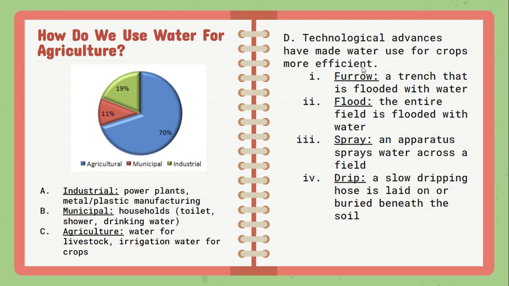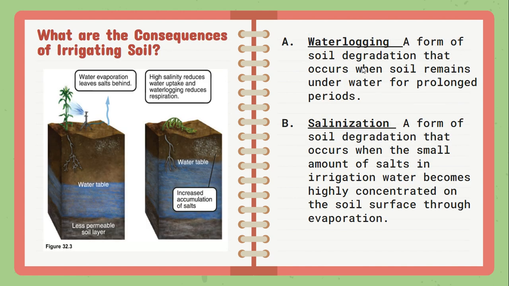This is usually a series of pipes or hoses that are either laid on the crops or maybe beneath the crops that are going to slowly drip water directly onto the crop. And so what are some consequences of irrigating the soil? We can see cases of waterlogging. So if we use things like furrow or flood irrigation, that can create soil degradation because now our soil remains underwater for very long periods of time.